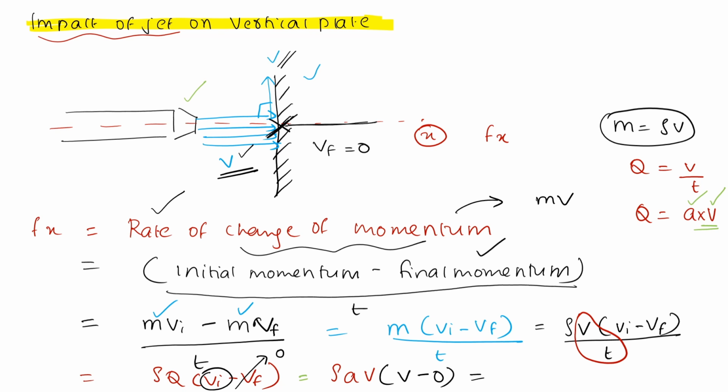So I can rewrite the equation as rho into area into V square. This is the impact of jet on a vertical plate. And we all know the area equation: area is equal to pi by 4 into d square, where d is the diameter of the nozzle.